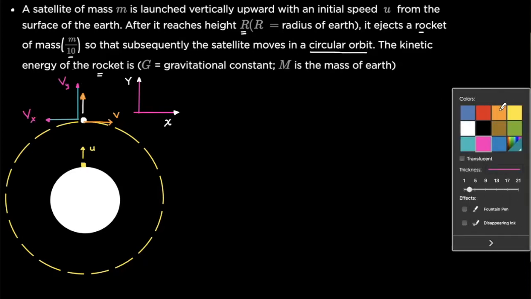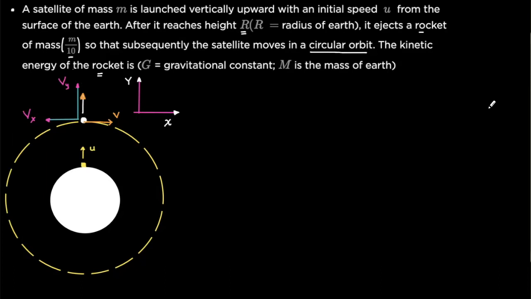Keep noticing all these terms that we are using. V is the velocity of the satellite after the rocket has ejected, and the mass of the satellite has become 9m by 10 because m by 10 is the mass of the rocket itself. All right, so let us proceed.